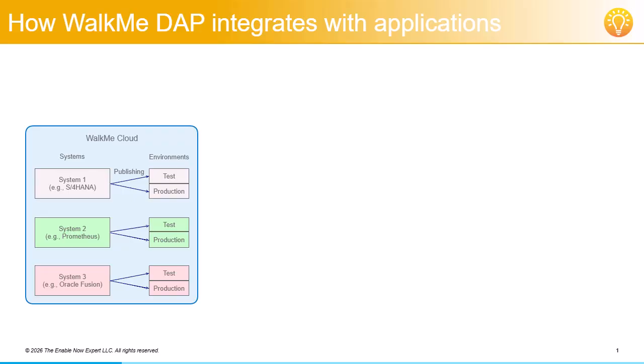With all that in mind, let's now look at how a specific application or an instance of an application is connected to one of these environments for a specific WalkMe system. There are two ways of doing this, via script injection and via a browser extension. We'll look at these two separately.